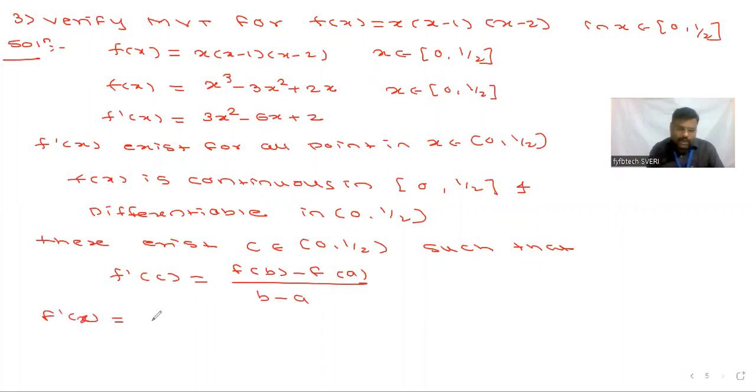So f dash of x is 3x square minus 6x plus 2. This implies f dash of c is equal to 3c square minus 6c plus 2. Okay, very good.